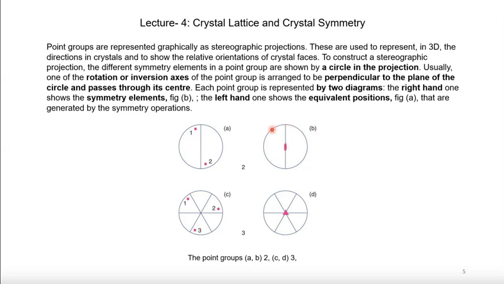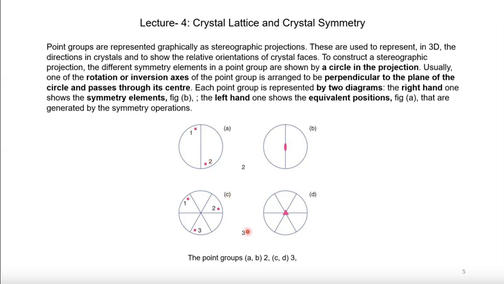So this is one 2-fold rotation axis shown by this figure, and this is called the stereographic projection of a 2-fold rotation axis. And due to this, we have equivalent positions. Let's say we start from 1, and after 180 degrees, we get 2. These are two equivalent positions. This one is indistinguishable from this one. So we create an equivalent position having a 2-fold rotation perpendicular to the plane of paper.